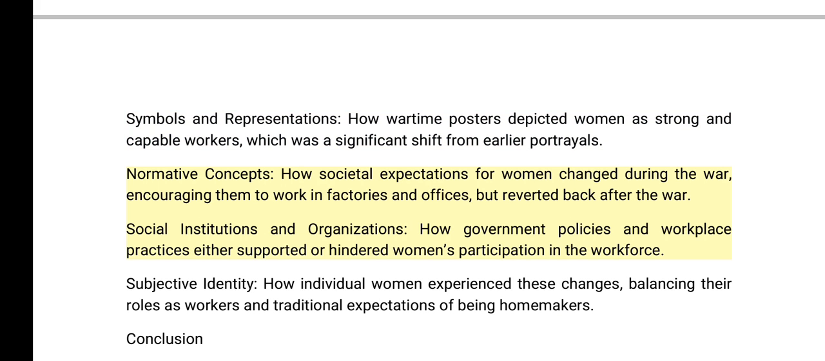Normative concepts: how societal expectations for women changed during the war, encouraging them to work in factories and offices, but reverted back after the war. Social institutions and organizations: how government policies and workplace practices either supported or hindered women's participation in the workforce.